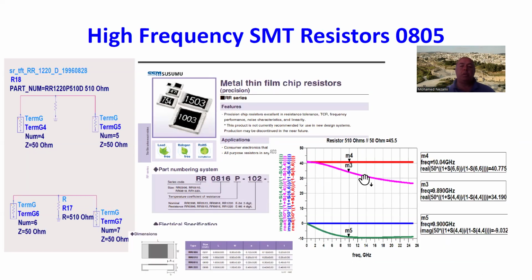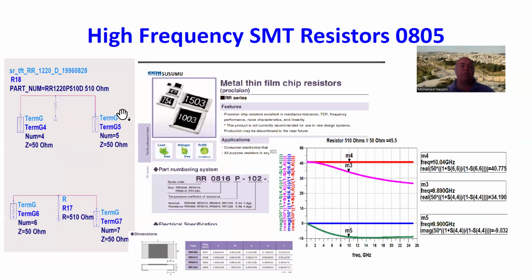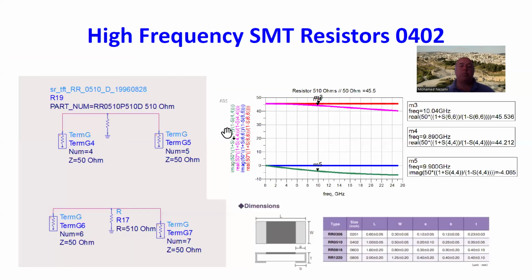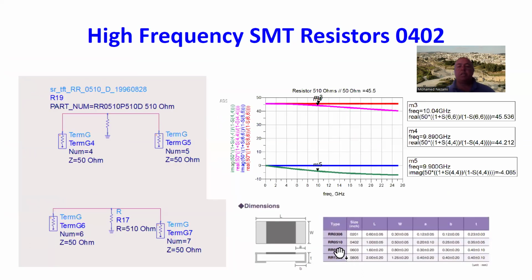Now, this one here is an 0805 package, okay? But if you go to smaller packages, you can see that up to 10 gigahertz, this is 0402 package, and that's basically specified in here. The manufacturer gave you this code here, 510 versus 1220. There's a table in here that shows you what the dimension, what the package is. In this case, the previous case was an 0805 package, and in this case, the code of the package is 510. So that is right here.